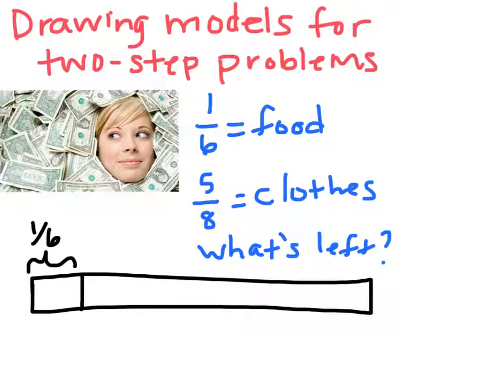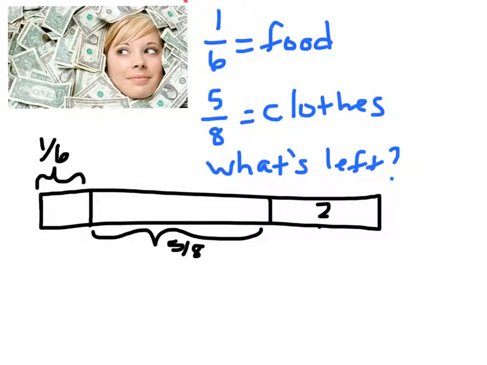And then we're going to make another section. That's that 5/8 she spent on clothes. And this is what's left, right? We don't know how much that is. Now we can use the model to visualize what we need to do with the information we have. The first step we need to take is to add 1/6 and 5/8. That will tell us the total amount of money that Megan has spent.